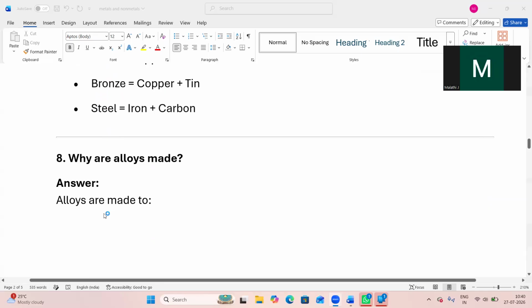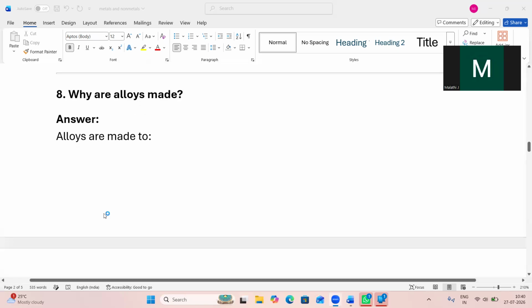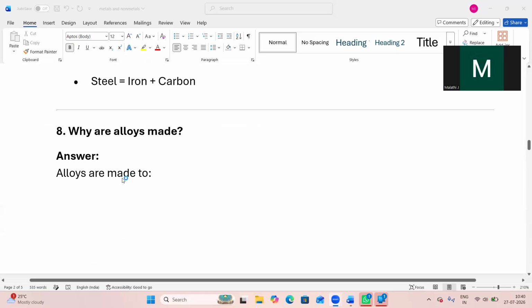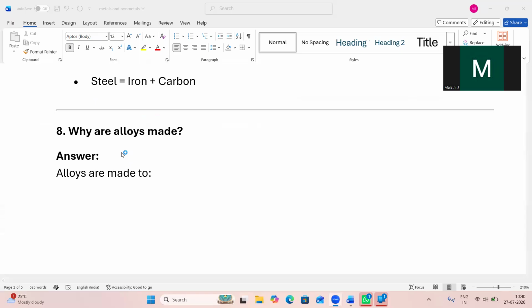Next, why are alloys made? We already know why we prepare alloys by using two or more metals: to avoid corrosion. If we keep a metal as it is, it will corrode, it will change its color, or it may get rusted.